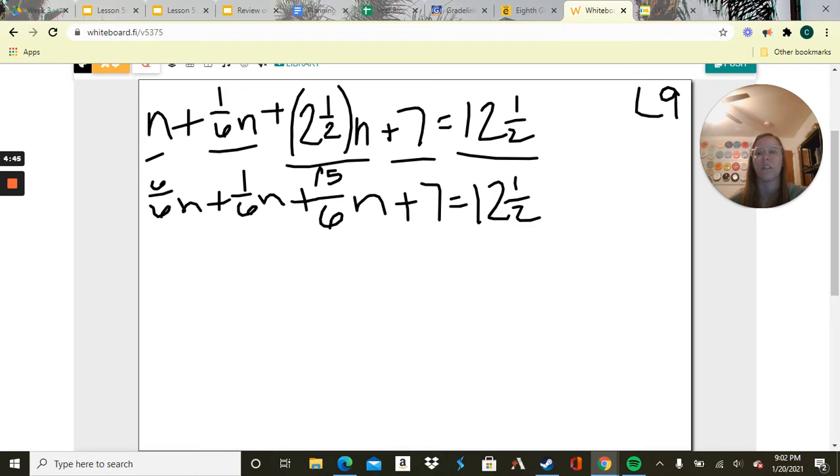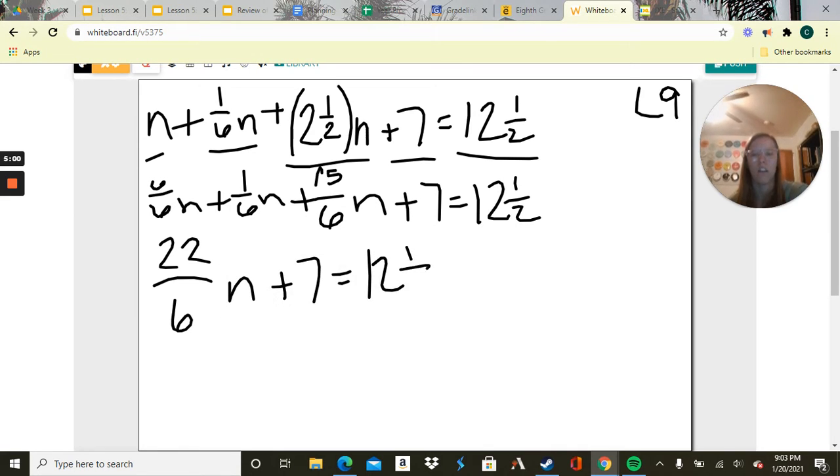So now we'll combine those. So we have 6 plus 1 is 7 plus 15 is going to be 22. So we have 22 over 6 n plus 7 equals 12.5. Subtract 7. If we do it on one side, we have to do it on the other. So 12.5 minus 7 is 5.5.